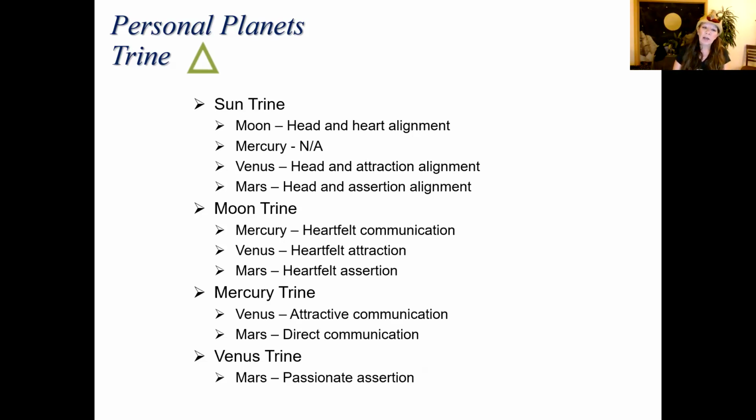So I thought that I would dig a little deeper with you guys today to give you an understanding of how you should interpret the trines. All you do, these are just the personal planets: the sun, the moon, Mercury, Venus, and Mars. If you have a sun and it's trine your moon, you have a talent between the head and the heart. They're in alignment. Your head understands your heart. They're both in the same element.